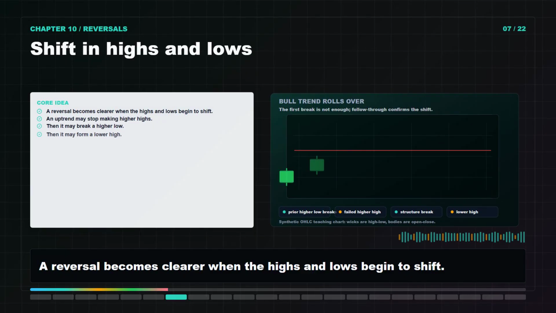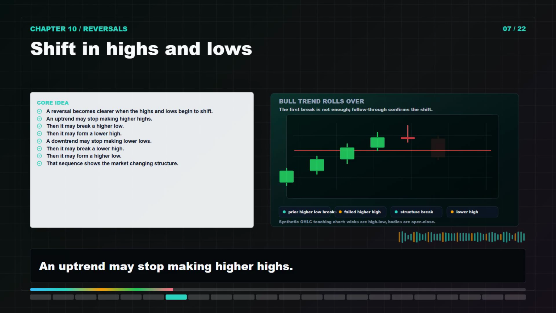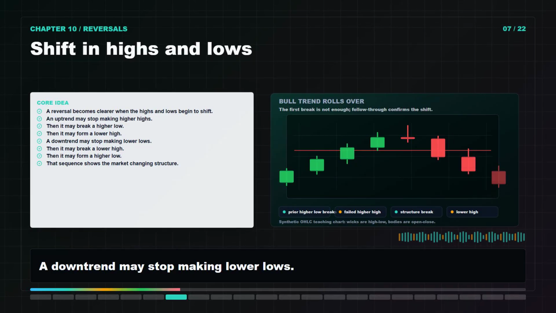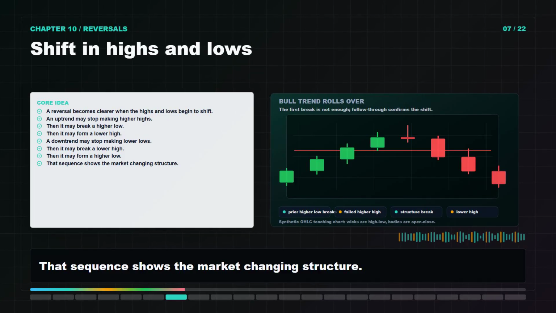A reversal becomes clearer when the highs and lows begin to shift. An uptrend may stop making higher highs. Then it may break a higher low. Then it may form a lower high. A downtrend may stop making lower lows. Then it may break a lower high. Then it may form a higher low. That sequence shows the market changing structure.